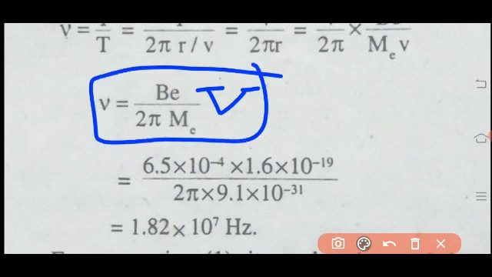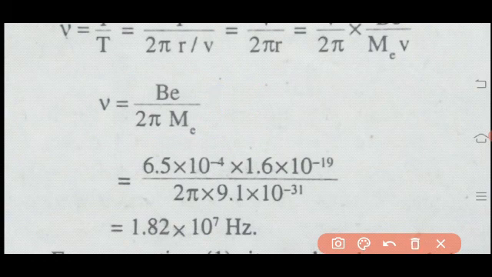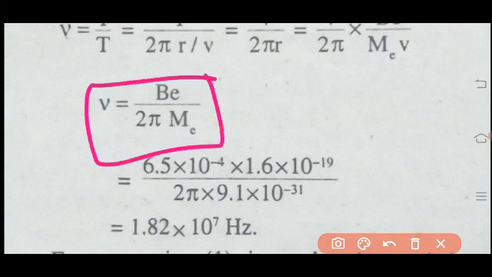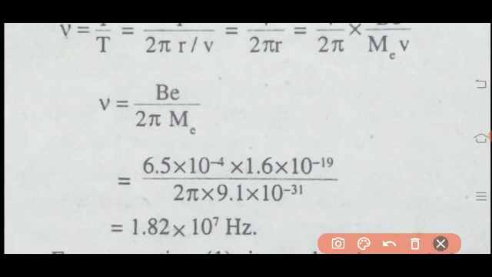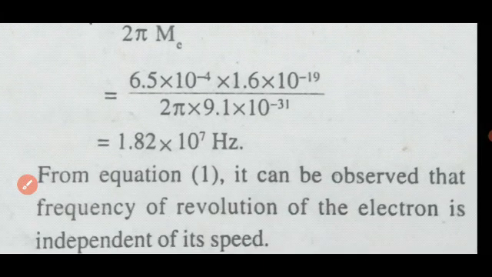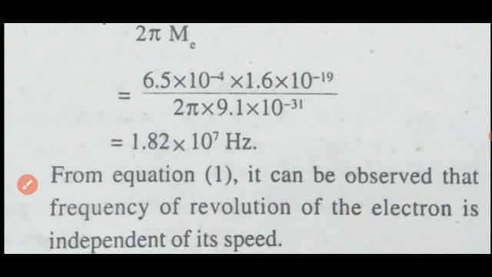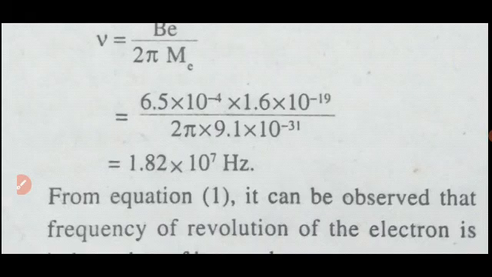Therefore the frequency does not depend on v, not depend on velocity. In this equation there is no velocity term. Therefore frequency does not depend on the velocity. Clear? So you have to write it finally as answer. From the equation 1, it can be observed that frequency of revolution of the electron is independent of its speed. It does not depend on its speed.